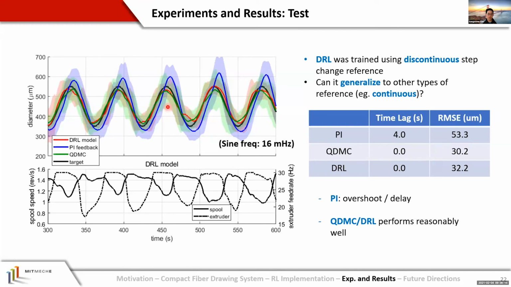Next, we tested on a sinusoidal signal. As I mentioned, we used continuous step changes when we trained the DRL. Therefore, the DRL controller, our proposed controller, has never faced these types of continuous trajectories. So can it be generalized to track these continuous trajectories as well? If we look at the results, it seems like the answer is yes. The QDMC and DRL perform reasonably well, while the PI shows some overshoots and delays.